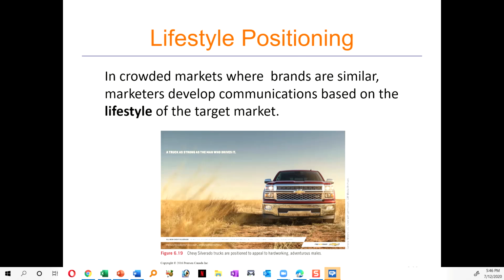So this means that it's positioned to fit in or match the lifestyle of the user or to appeal to potential users on the basis of satisfying esteem needs. In the truck market, all the major brands such as Ford or Chevrolet or Ram appeal to the lifestyle of hardworking, outdoor-oriented, adventurous males. So the message here focuses on the strength and toughness of the vehicle.